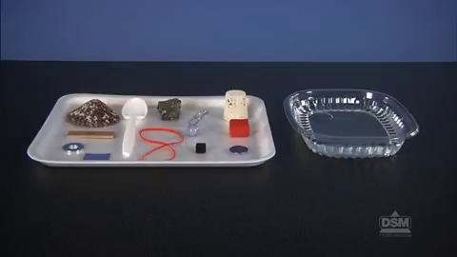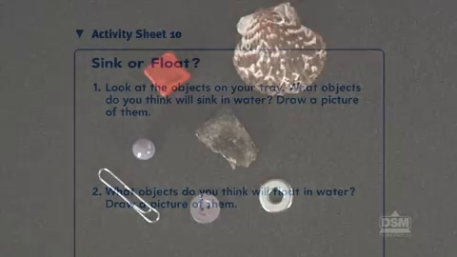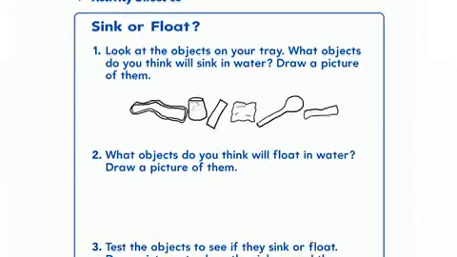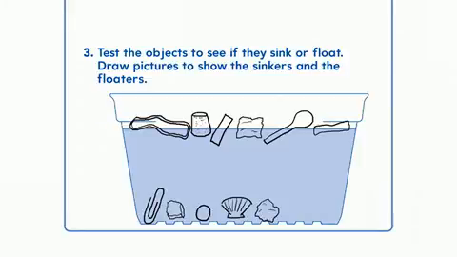After students have examined the objects on their tray, ask them to predict which ones will float and which ones will sink. Have students record their predictions in questions 1 and 2 on their activity sheets. Then, distribute a container of water to each team and have students test their objects to see whether they sink or float. Instruct students to draw a picture of each object they test on their activity sheets. The objects that float should be drawn at the water's surface, and the objects that sink should be drawn along the bottom of the container.